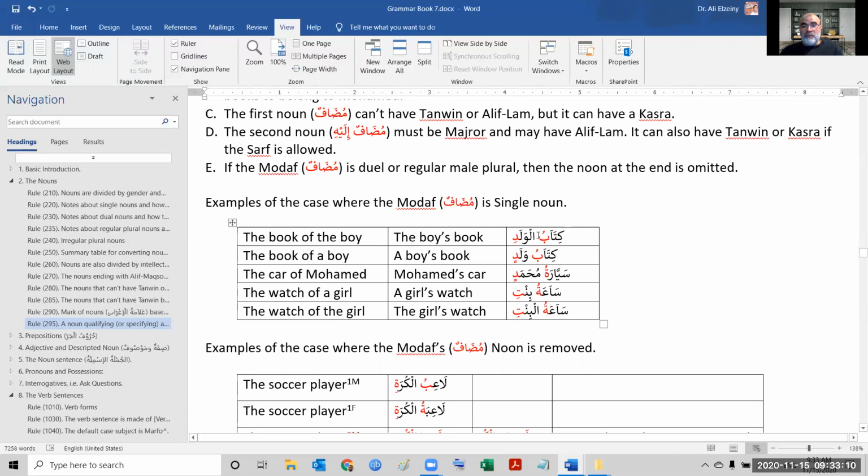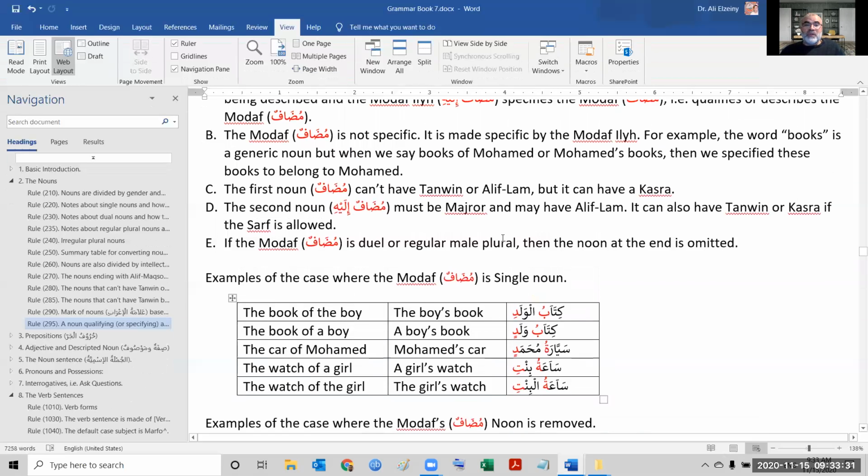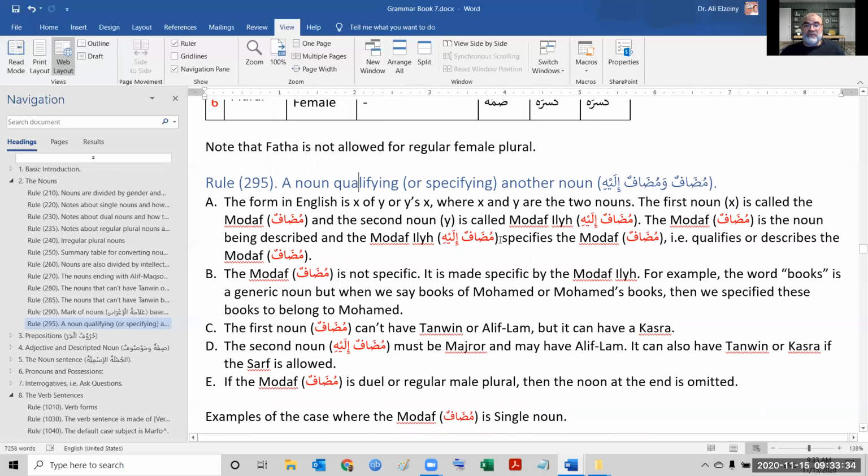But in Arabic, it's only one form. It's like Kitabul Walad, the boy's book, or the book of the boy. Okay? And also there is an adjective specifying a noun construct structure that we will be learning later. But right now, the Modaf Ilyh. The Modaf describes and the Modaf Ilyh specifies the Modaf.